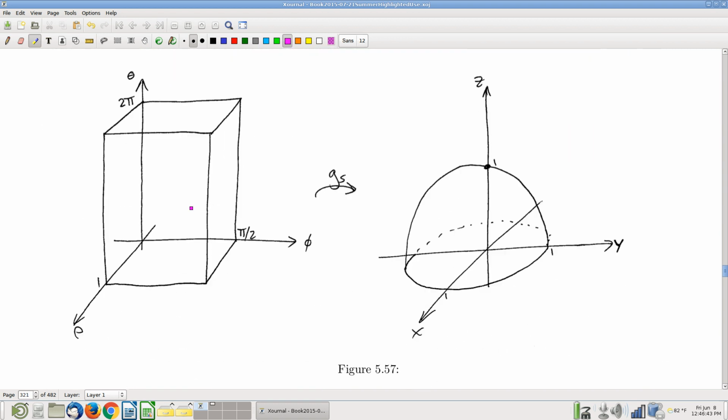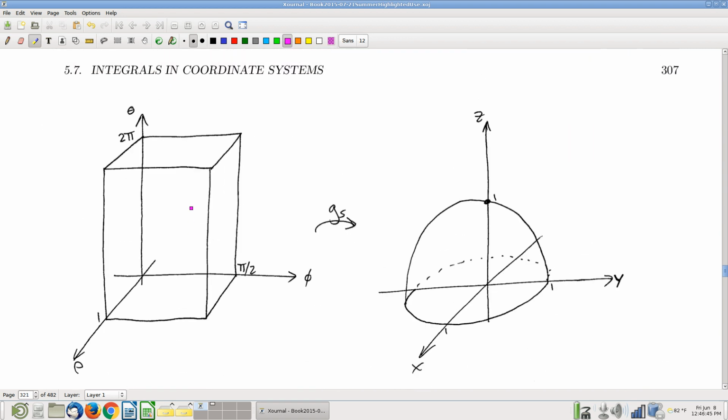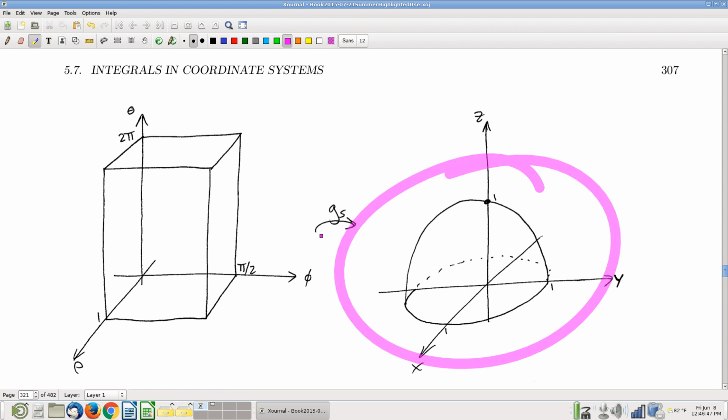Let's consider a scenario like this one. Suppose our domain is a semi-ball, the upper half of a solid ball. You can imagine if you were to try to do an integral over this half ball, square roots are going to be all over the place. You might recall we did a whole ball back in the section on triple integrals, and there's square roots all over the place.